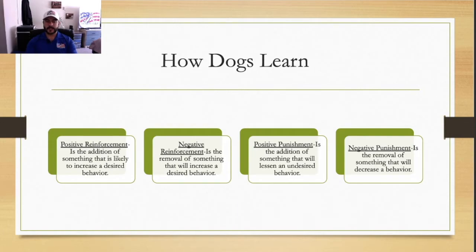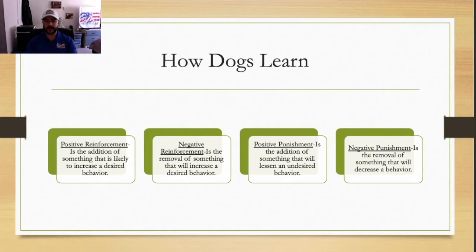So for instance, if you have a dog and let's say you're using a shock collar because it's barking and you want to get rid of the barking, what you are doing is you're adding the shock when the dog barks, which is the undesired behavior. So every time that the dog barks, you give the shock, and that is your positive punishment because you're adding.